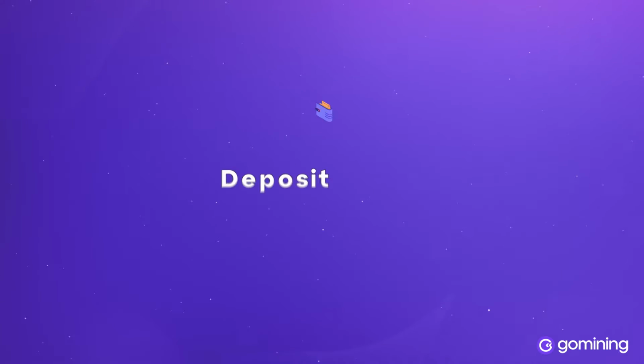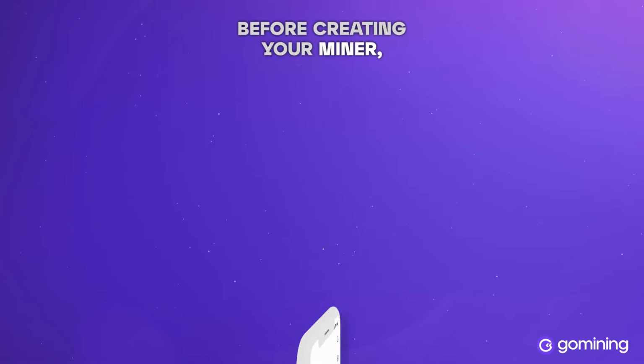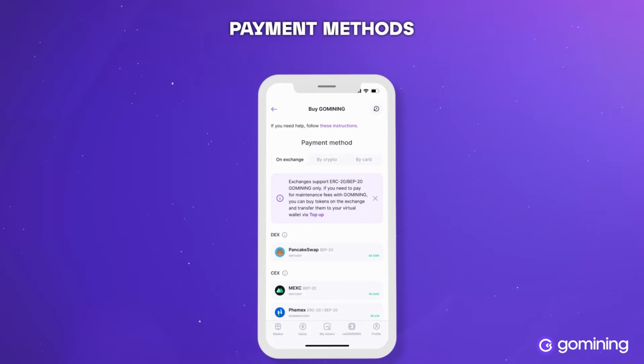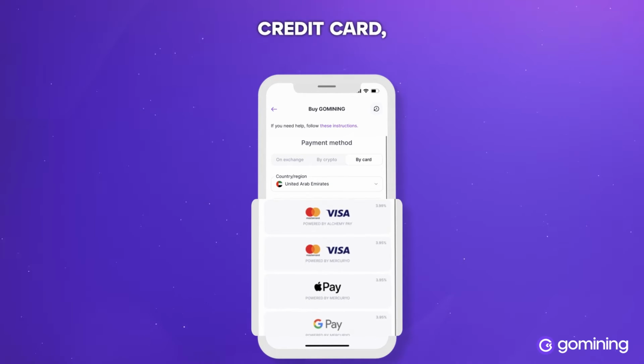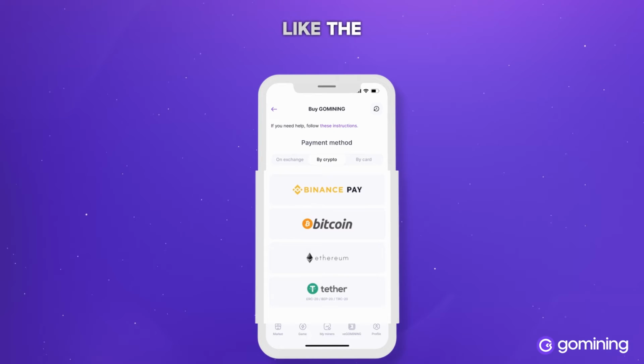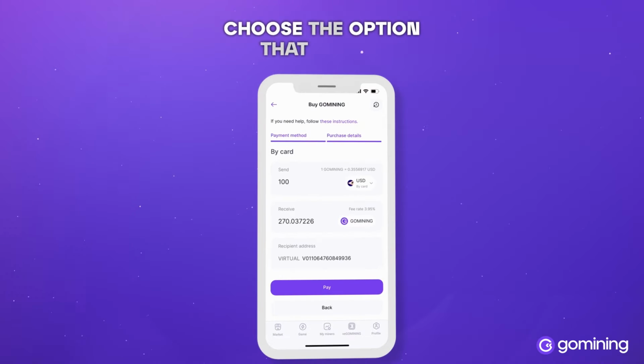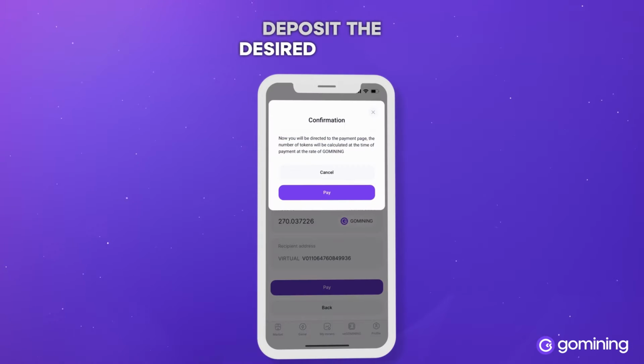Step 2. Deposit funds. Before creating your miner, you'll need to deposit funds into your account. GoMining supports various payment methods including card, credit card, Apple Pay, and cryptocurrencies like the GoMining token, Bitcoin, and USDT. Choose the option that works best for you and deposit the desired amount.